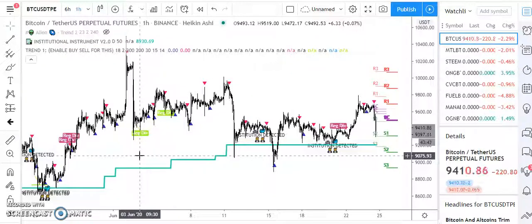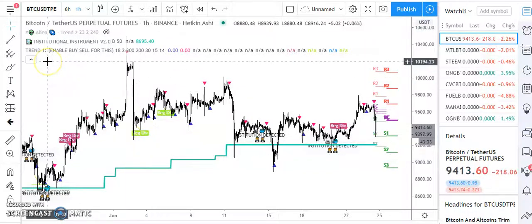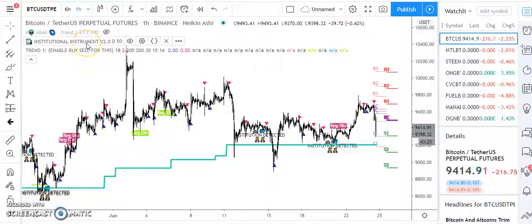For ease of access and because my accuracy is very high using this particular tool, I will enable two things. One is the trend one, that's my secret algorithm, and another one is the institutional instrument. That's also one of my secret weapons for finding a particular trend. This institutional instrument will help you find where there are large buyings.